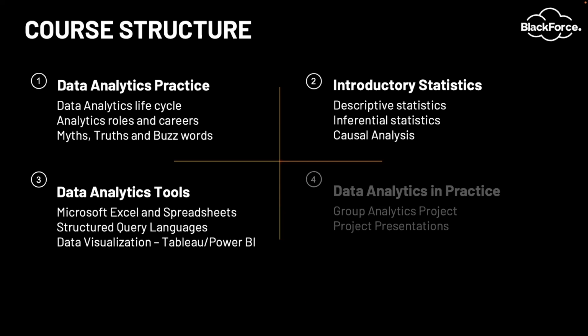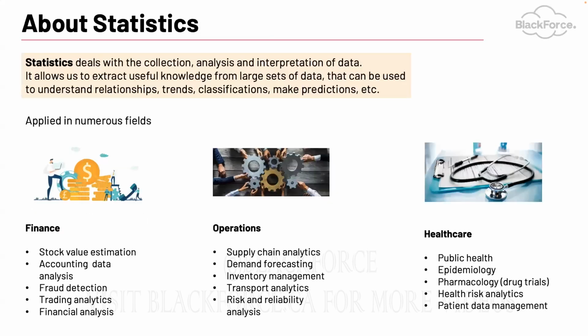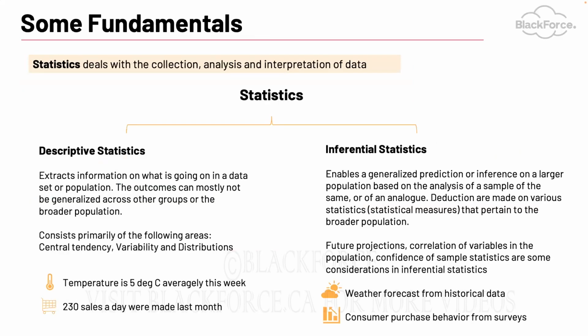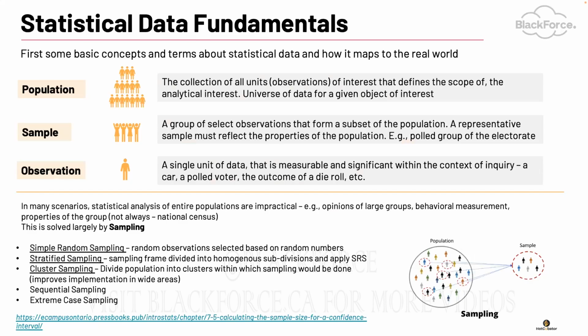Yeah, so last week, after the introduction class, we started with basic stats. We discussed a bit what statistics was, the different areas of application. We talked about descriptive statistics, inferential statistics, data types. We introduced some fundamental concepts as well, talking about population, what a sample is, an observation. We talked about sampling and described some of the basic sampling methods, simple random sampling, stratified sampling.